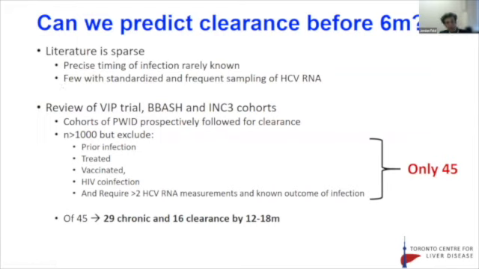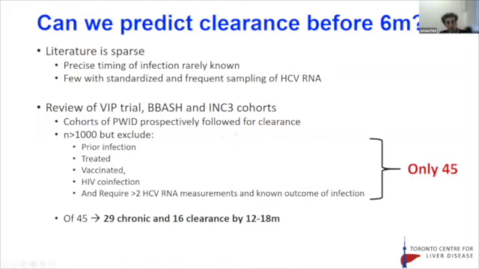So they've pulled together data from the VIP trial, the vaccine trial, as well as the BBASH cohort, a prospectively followed cohort of people who inject drugs, and the INC3 cohort that brought together a number of cohorts of people who inject drugs that were prospectively followed for clearance.